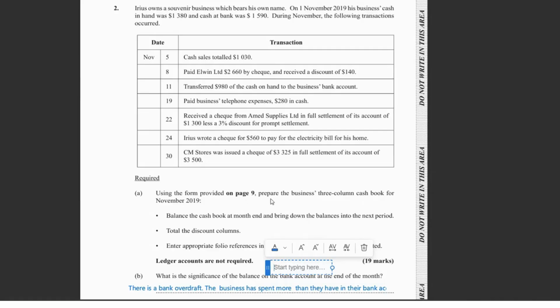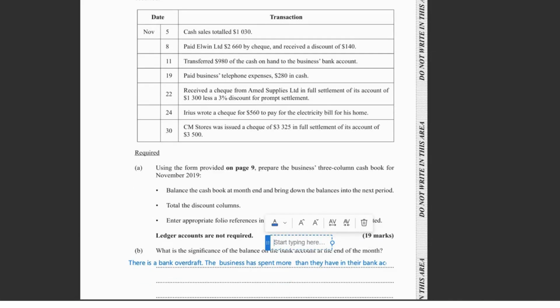Using the form provided on page 9, prepare the business's 3-column cash book for November 2019. Balance the cash book at month end and bring down the balances into the next period. Total the discounts column and enter appropriate folio references in the cash book as if entries had been posted. Ledger accounts are not required. So let us complete A first and then we'll discuss B.